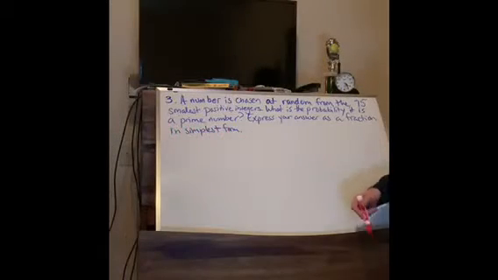All right. So number 3, a number is chosen at random from the 75 smallest positive integers. What is the probability that it is a prime number? Express your answer as a fraction in simplest form. So A and B are relatively prime if it's A over B. So don't be afraid to actually write them all out. I'm not going to write all of them out, but I'm kind of using process of elimination.